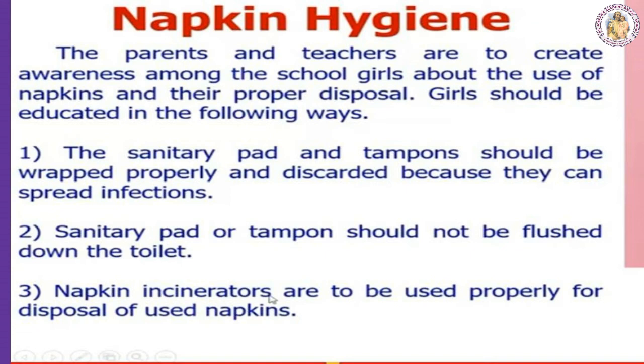With this, our lesson gets over: reproduction in plants and reproduction in animals. It is a very informative lesson on how reproduction in plants takes place and how reproduction in animals takes place, as well as how personal hygiene is very important. We all went through this lesson. I hope you can understand this lesson. Thank you, children.